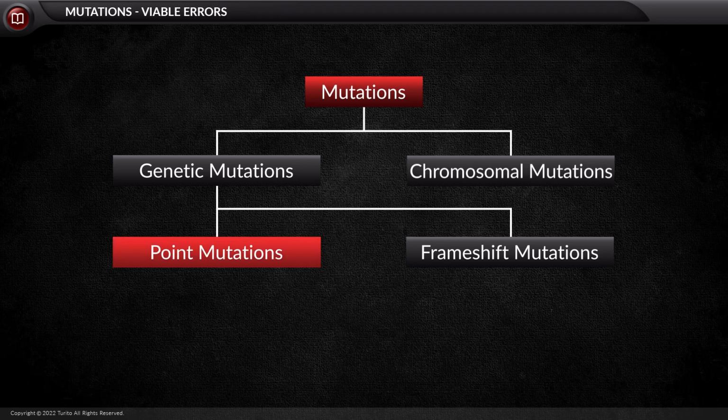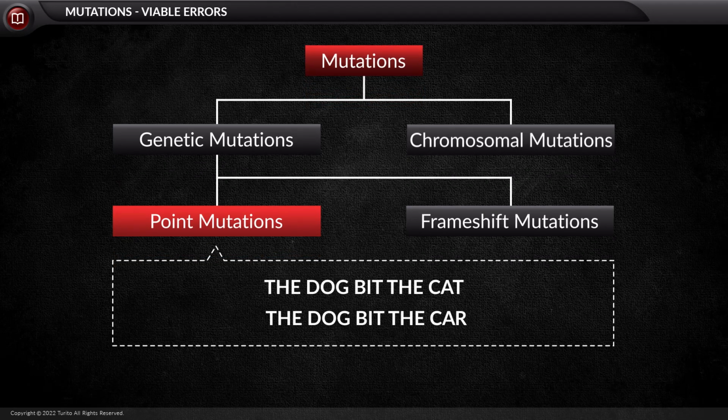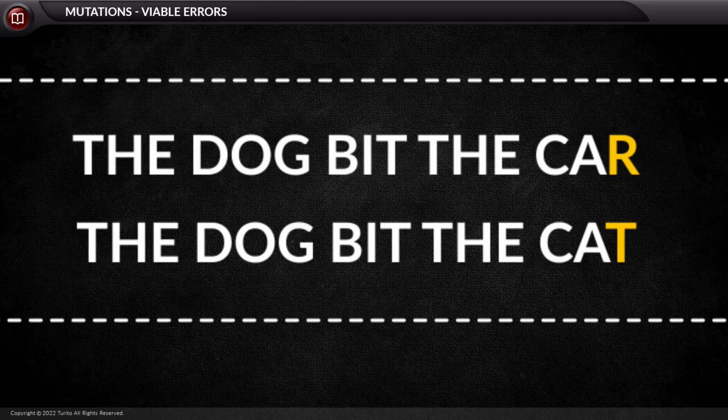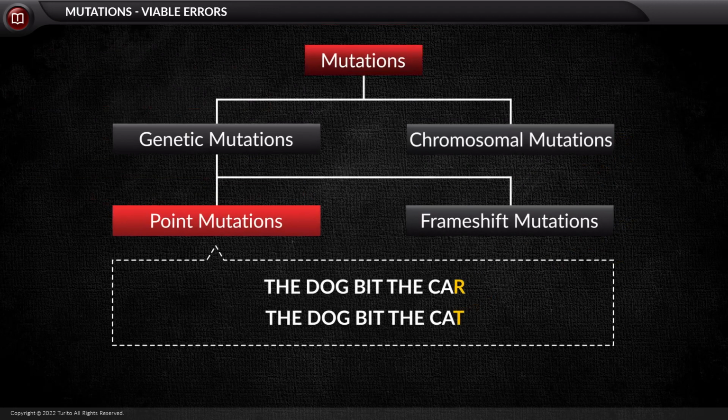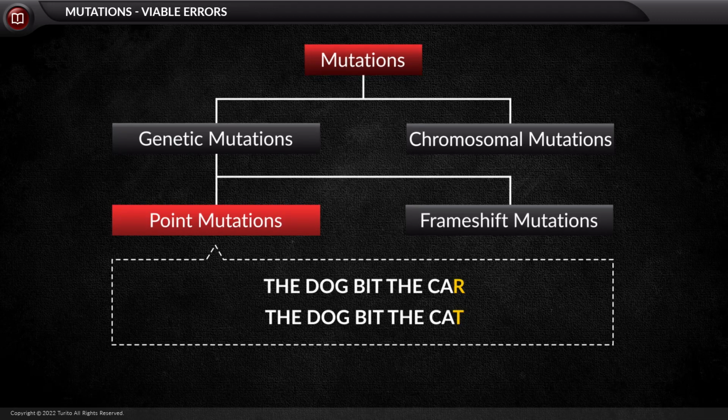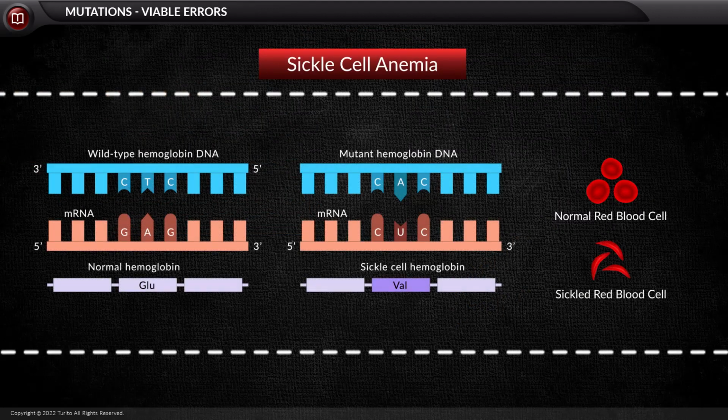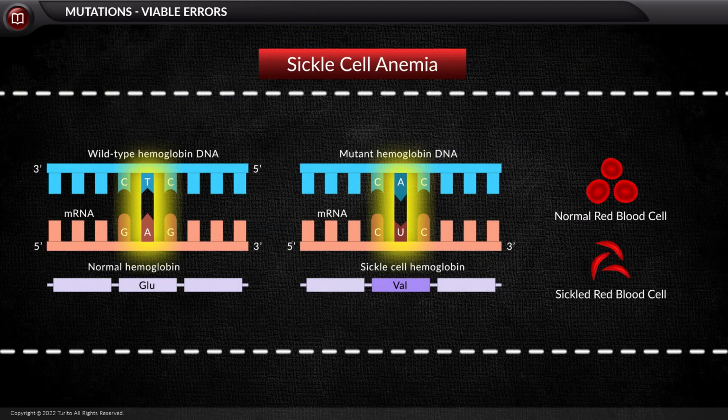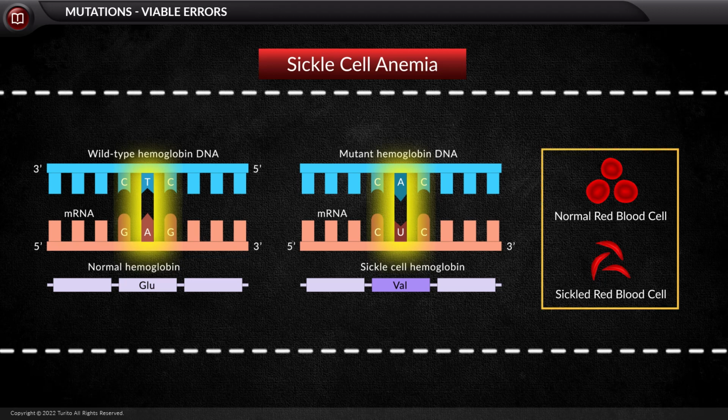Point mutation occurs when there is a change in a single nucleotide in DNA. For instance, we can observe that among these two sentences, when T is replaced by R, there is a complete change in the meaning of the sentence from "the dog bit the cat" to "the dog bit the car." Hence, point mutation is similar to a letter change in a complete sentence. An example of point mutation is sickle cell anemia, where a change in one nucleotide results in the formation of abnormal hemoglobin and distortion of red blood cells.